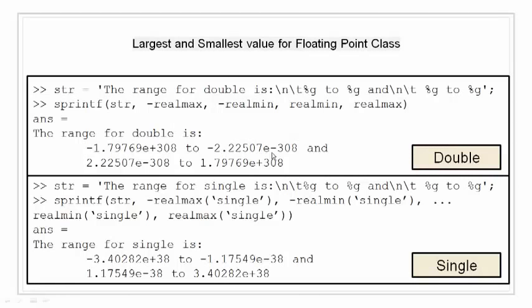The largest and smallest values for the floating point class. Like integers, double and single data types too have their own largest and smallest numbers. In the first table, the range for double is shown, and in the second table, the range for the single precision data type is shown. The double goes to the power of 308 and minus 308, whereas single goes to the power of 38 and minus 38.